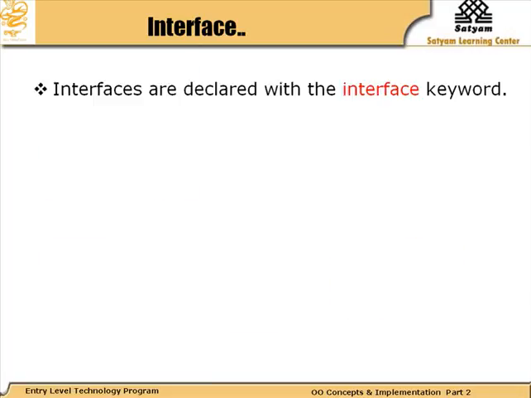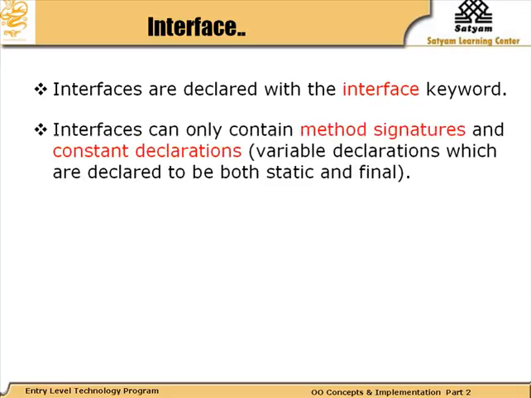Interfaces are declared with the interface keyword. Interfaces can only contain method specifications and constant declarations. Variable declarations which are declared to be both static and final are referred to as constant declarations.